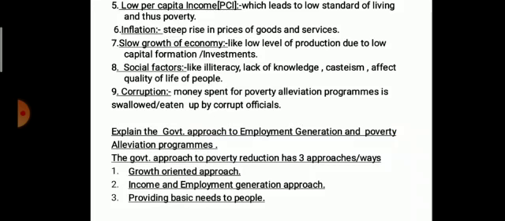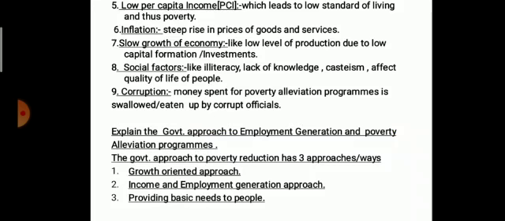Inflation means steep rise, high rise, very fast rise in the prices of goods and services. Mehengai, inflation is what? Mehengai. Inflation is increasing day by day. Goods and services are becoming expensive, they are becoming costly, and money value is becoming less. So when money value becomes less, you are able to purchase less goods and services. Less goods and services means low standard of living, and again it leads to poverty.